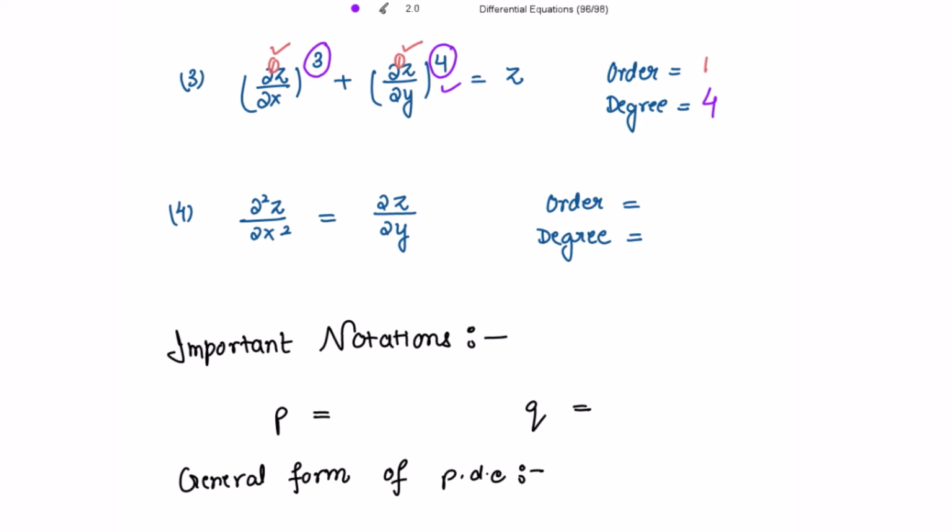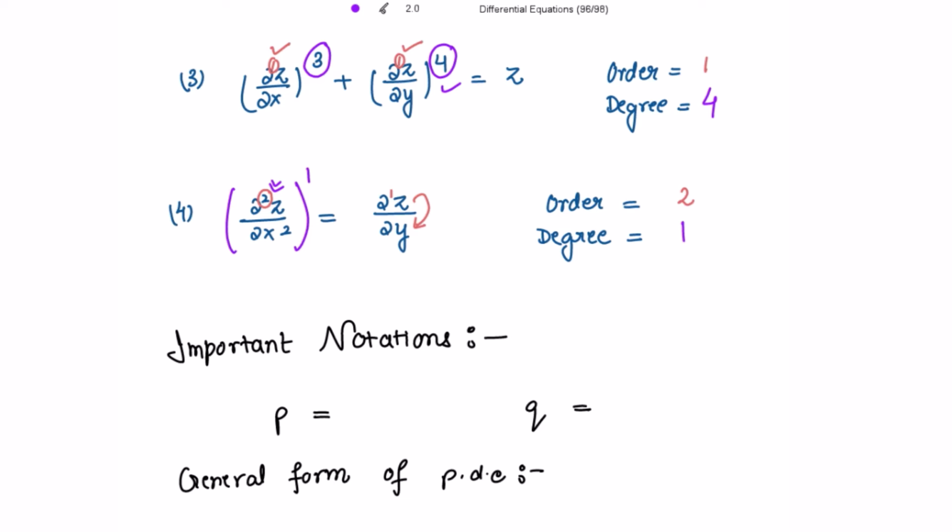In the next equation, z is partially derivated with respect to y 1 time. But here z is partially derivated with respect to x twice. So the order is 2. We have to take the highest order. The order is 2. And for the degree, we have to take the exponent of the highest order partial derivative, right? So here it is 1. So the degree is 1. I hope it is very easy to understand what is the degree and order, right?